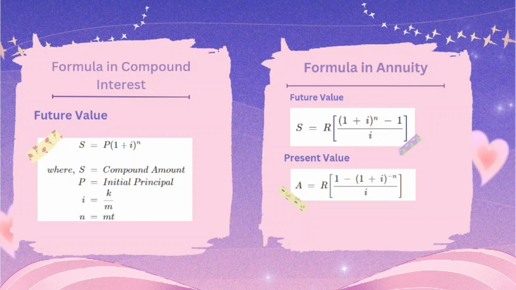Next, for the present value, A equals R[1 - (1 + i)^-n] divided by i. A stands for the present value of the annuity at the end of an interest period. Meanwhile, R stands for periodic payments.